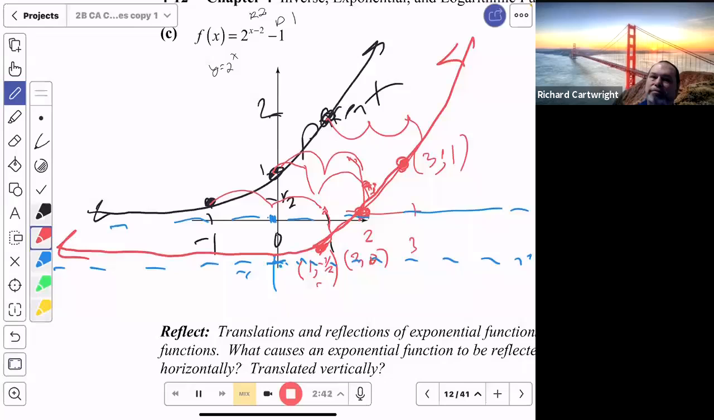Okay, the domain. Did the domain change? No. The range did, though. Finally, the range changed. Well, it changed on the other problem, too. But now the lowest it can go is not 0. It's a negative 1. It'll never get there, though, but it wants to get there. And the highest it'll go will be heaven.